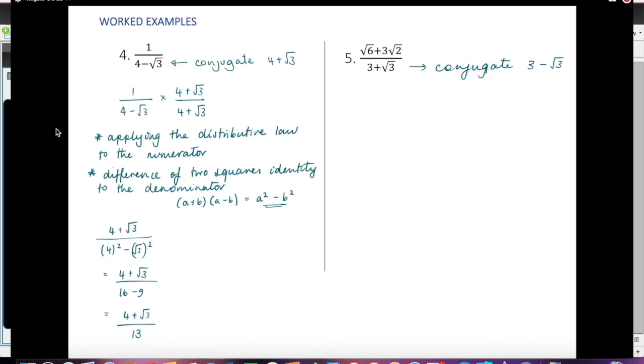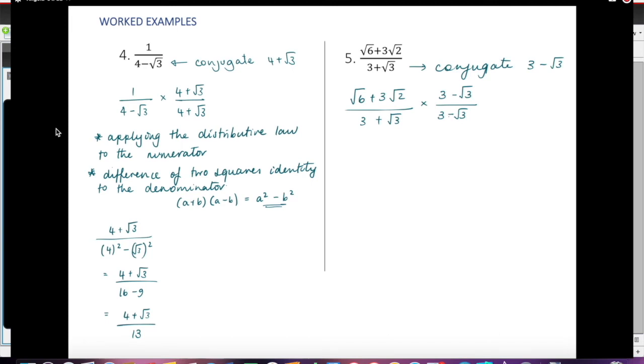So I'm going to rewrite this as root 6 plus 3 root 2 divided by 3 plus root 3, and then multiply that by the opposite, 3 minus root 3 divided by 3 minus root 3. Again, we're not changing the question, we're just multiplying it by 1, but written as its conjugate. This is going to be a little more time consuming because there are so many more elements to it. If you want to pause the video and have a go on your own, feel free to. Otherwise, keep watching and we'll work through the answers together.